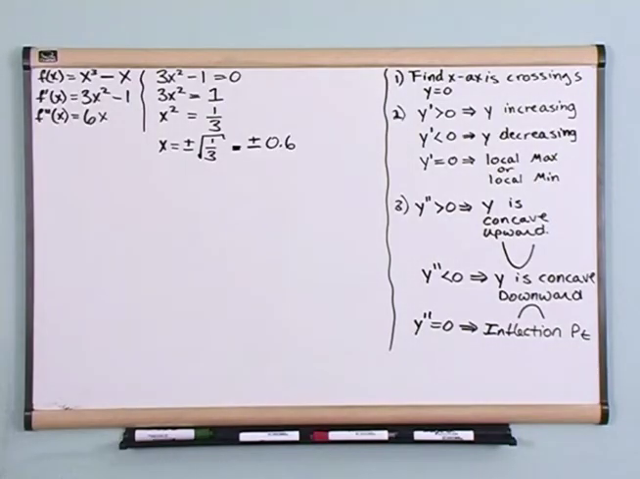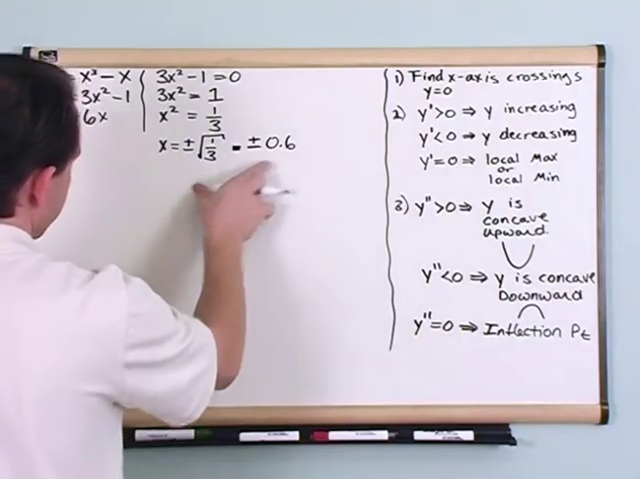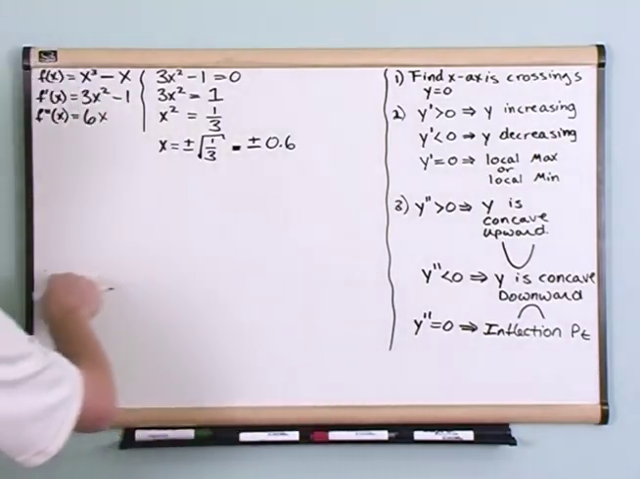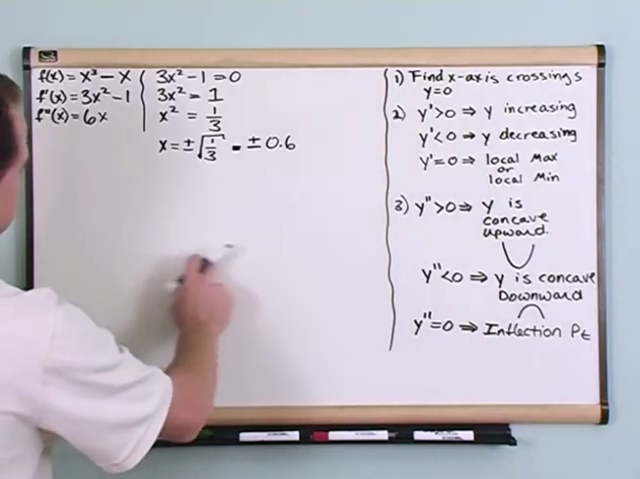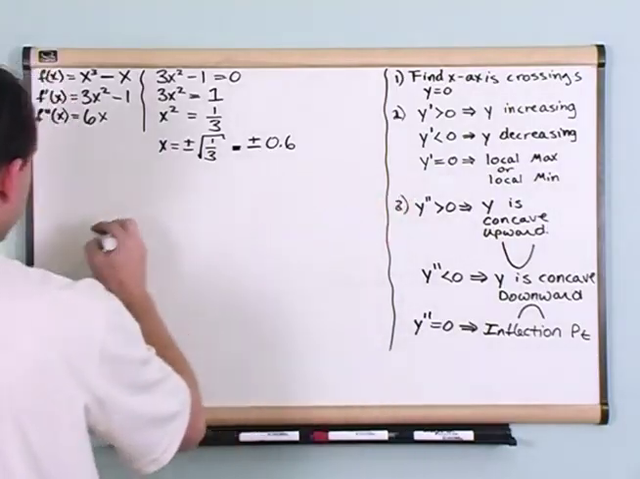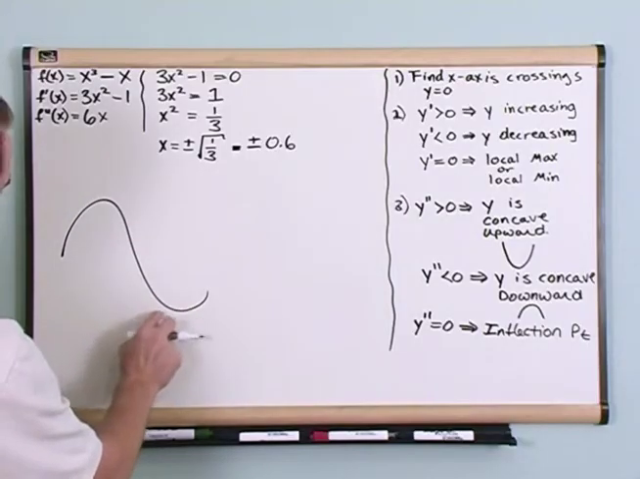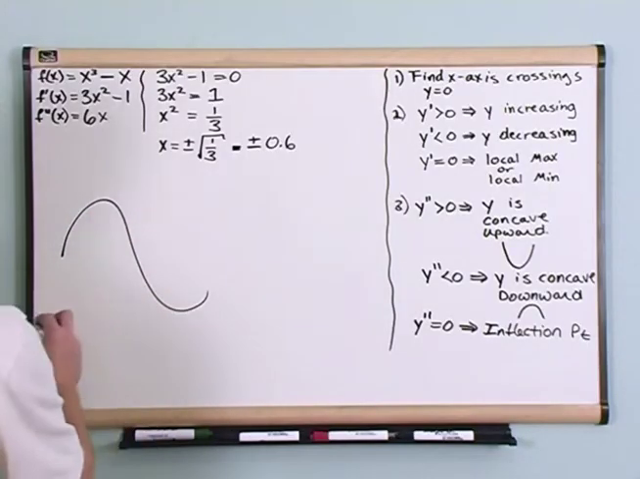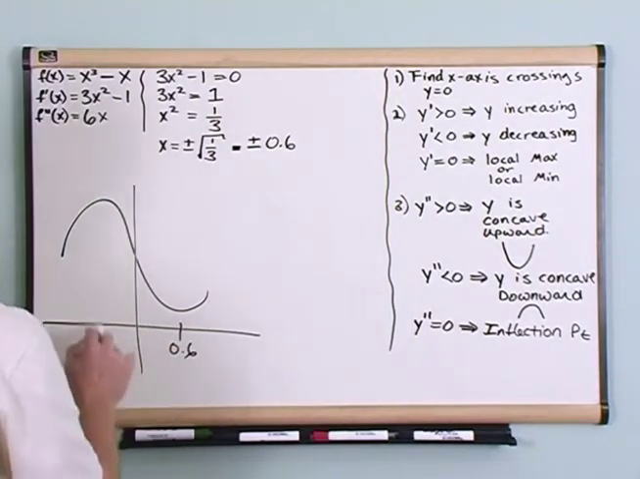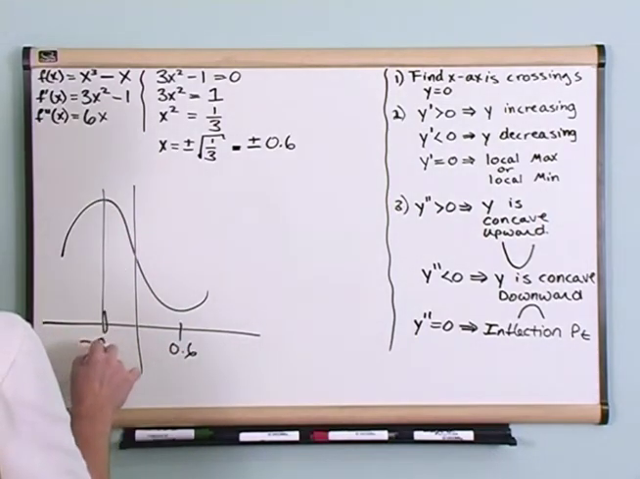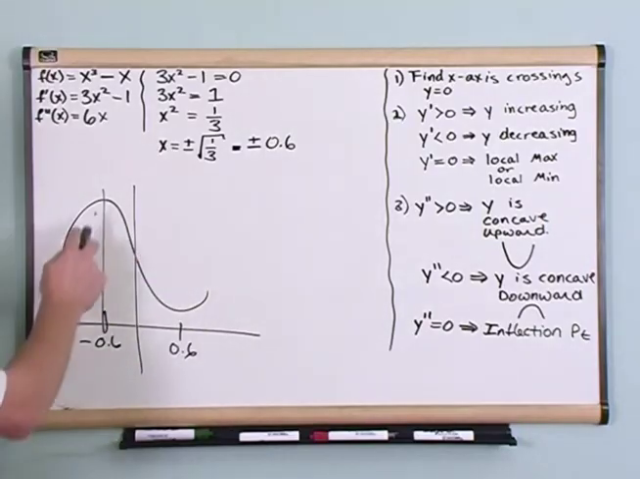So those are the x values where we have an inflection point. I'm sorry, not an inflection point. The x values where we have a local maxima or local minima, which is where you have any hump or valley like this. This would be at 0.6 and this would be at negative 0.6. I have no idea if the graph looks like this, but I know that I have a local maxima or local minima at these points.